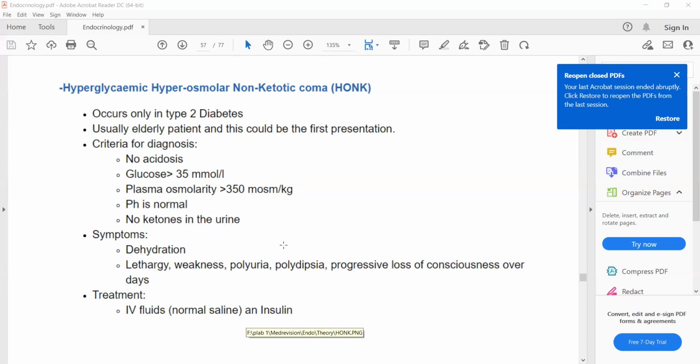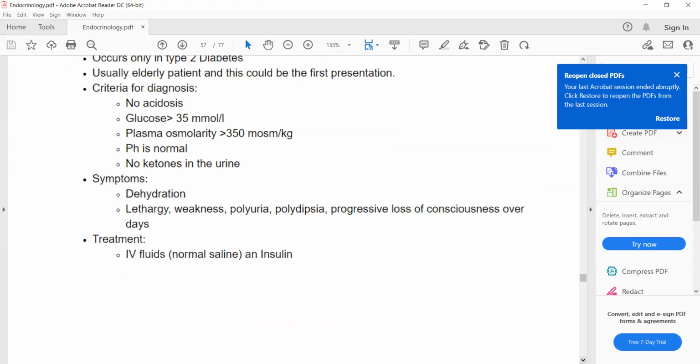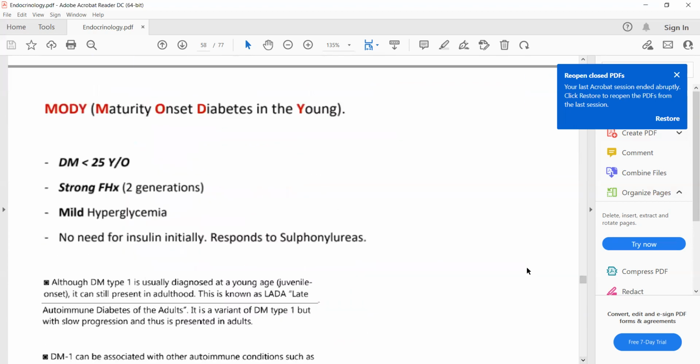So before moving to parathyroid gland, there are some more topics related to diabetes. There is MODY or maturity onset diabetes in young. Remember that normally type 2 diabetes is diagnosed at age of 40 or above 40 years of age. Type 2 diabetes occurs in patients who are obese, and it is usually diagnosed or manifests at the age of 40 or above 40 years.